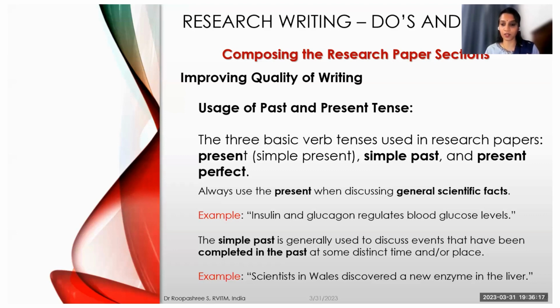For example, one of the statements that I've given here is insulin and glucagon regulates blood glucose level. So regulates is the present tense. The simple past is generally used to discuss events that have been completed in the past at some distinct time or place. For example, the scientist in Wales discovered a new enzyme in the liver.